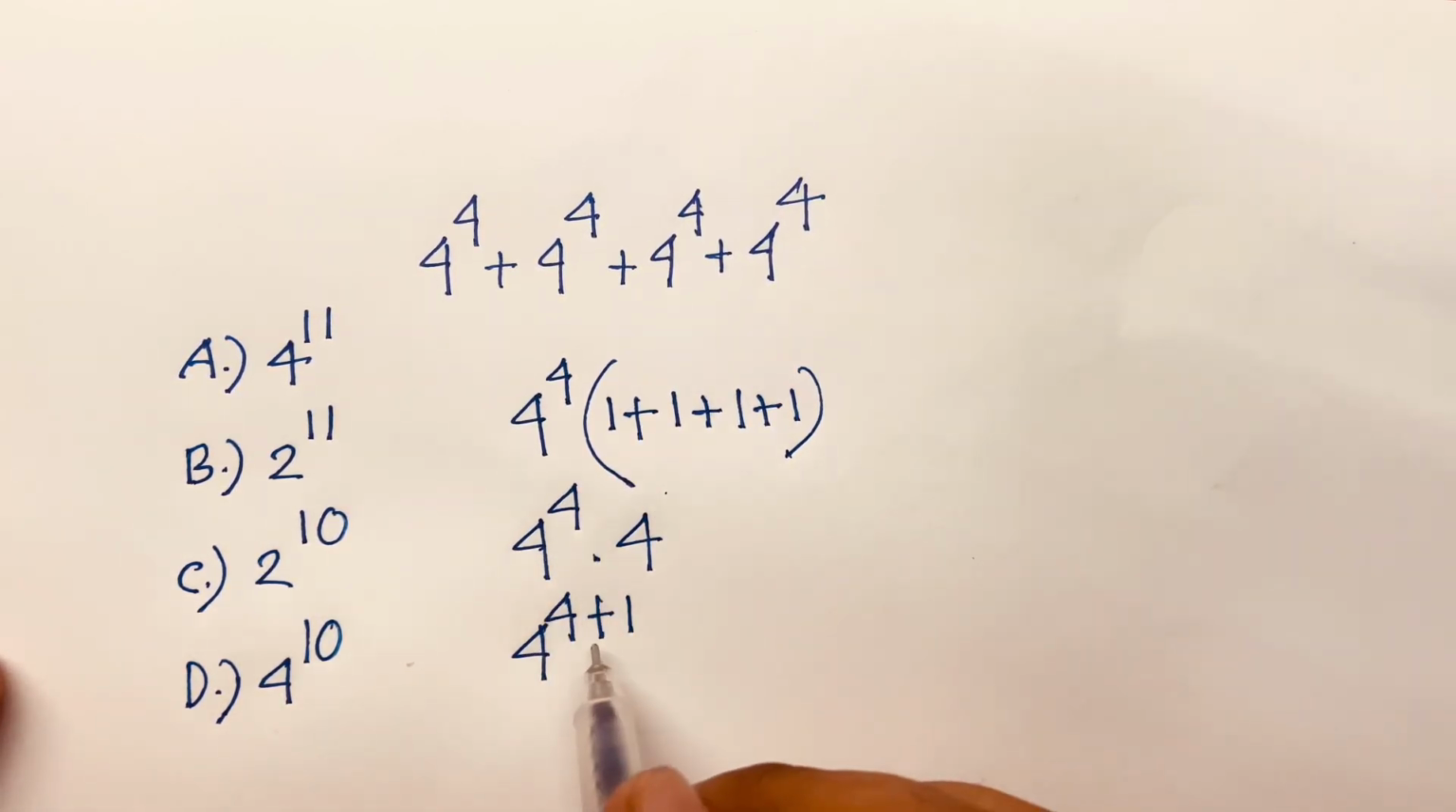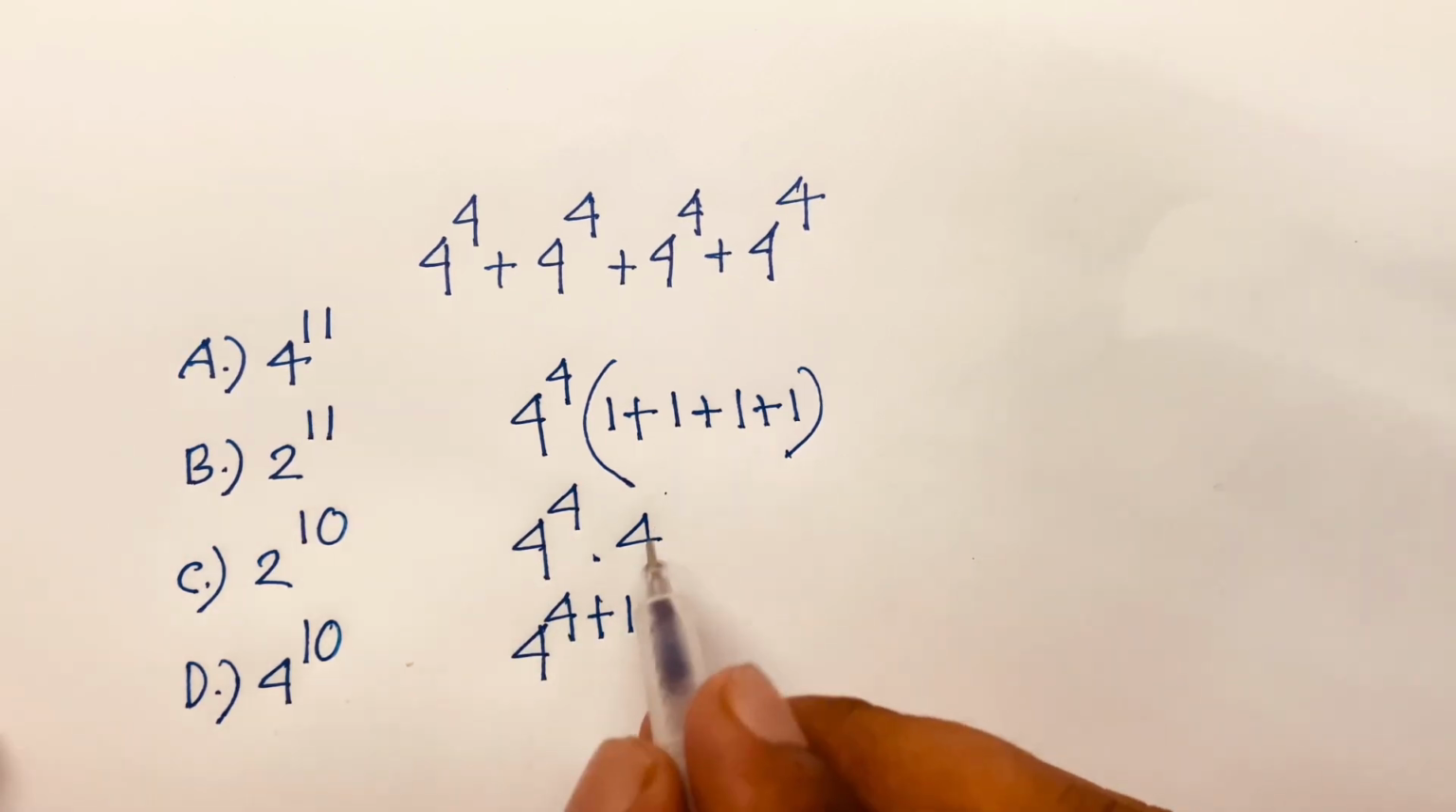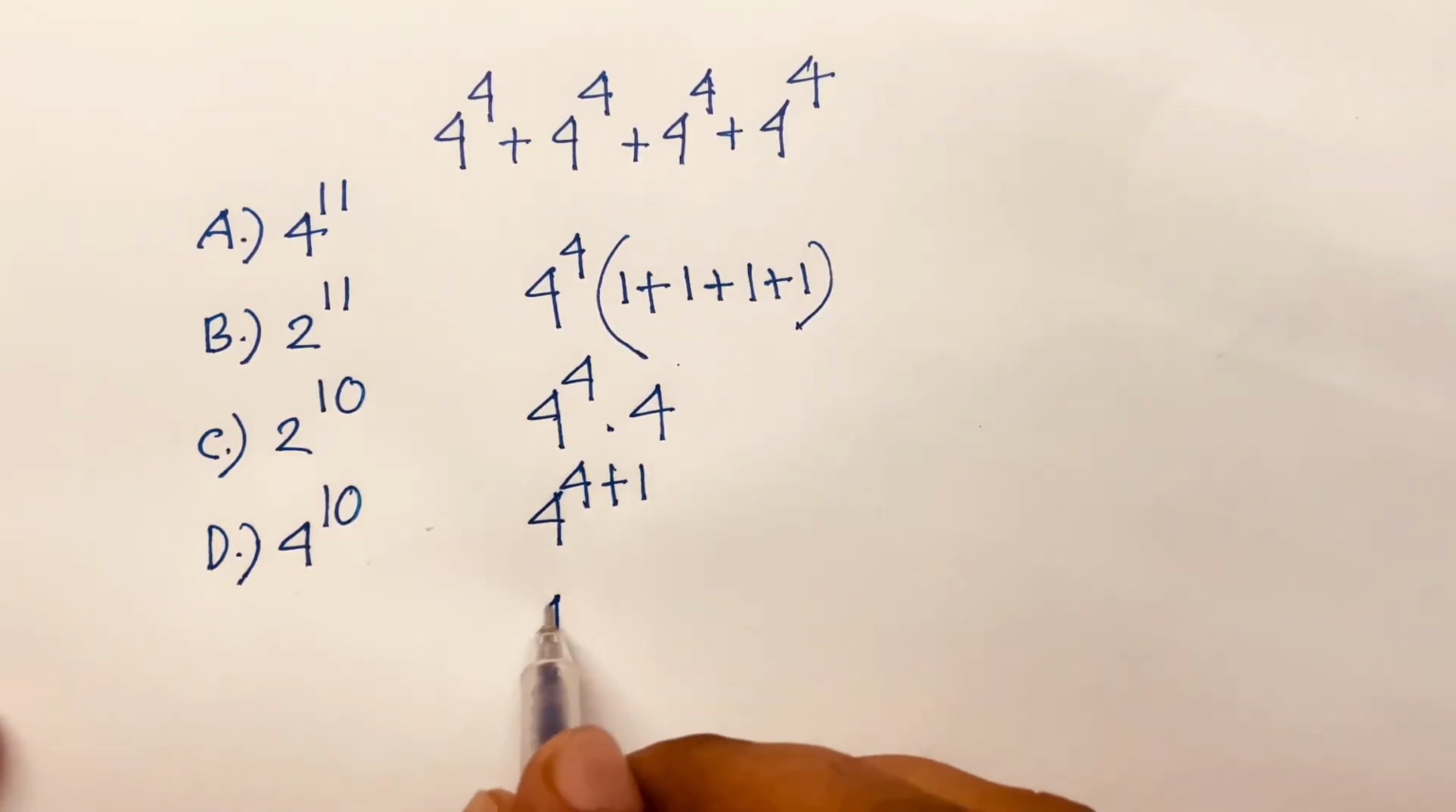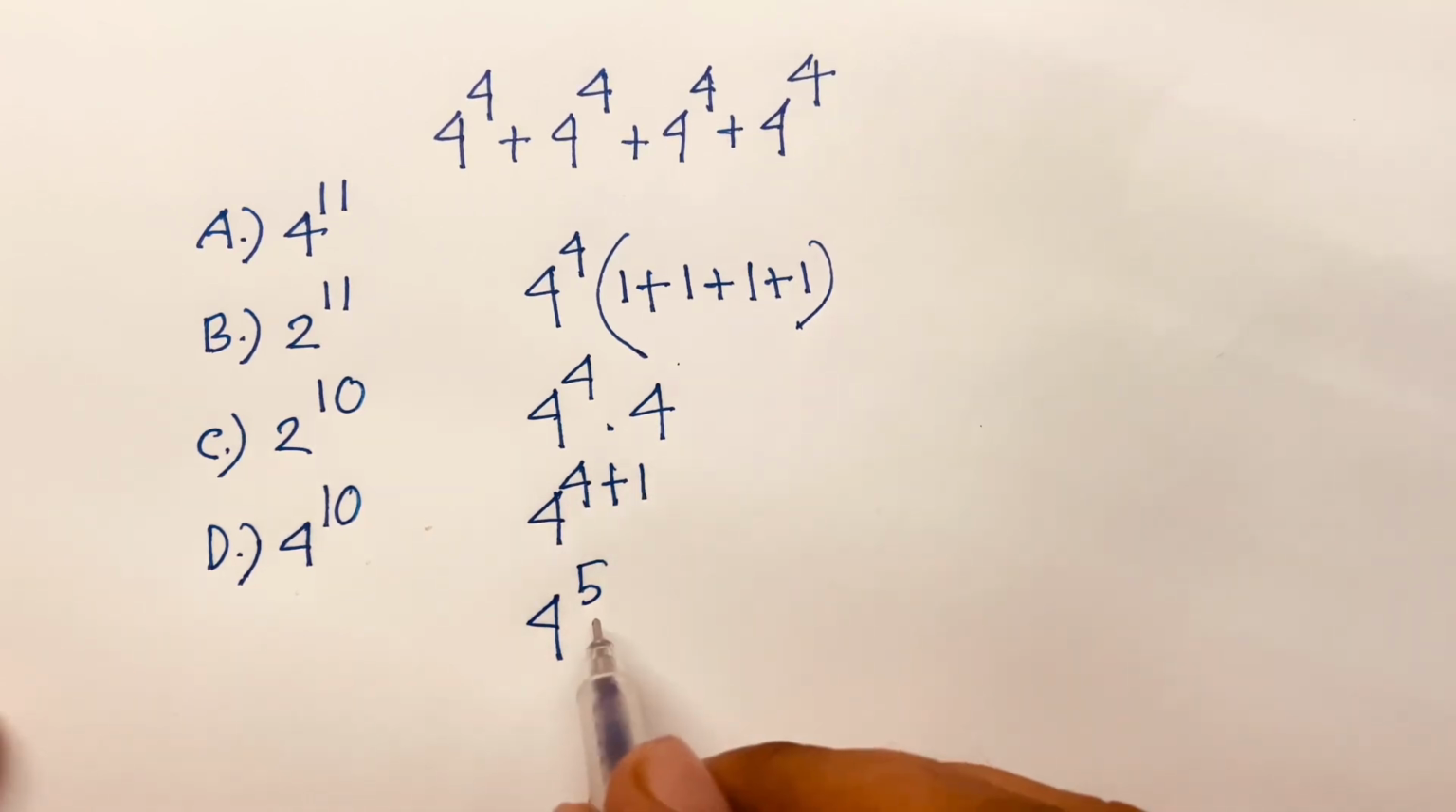The exponents are added because the bases are the same. I can say 4 to the power 5. 4 plus 1 will be 5.